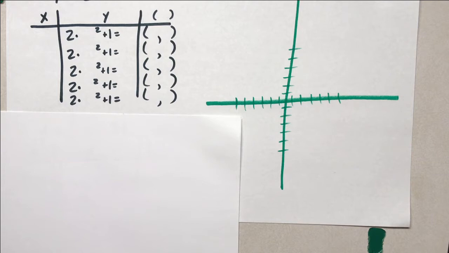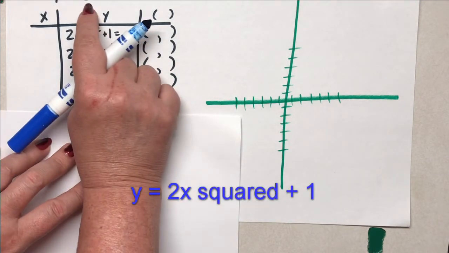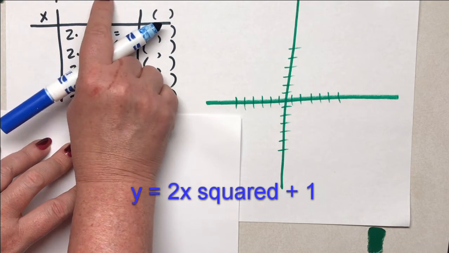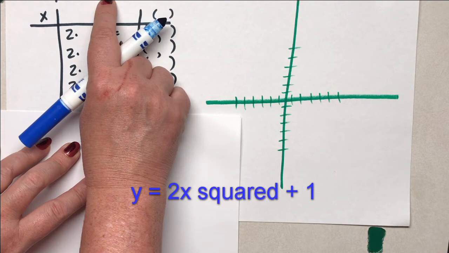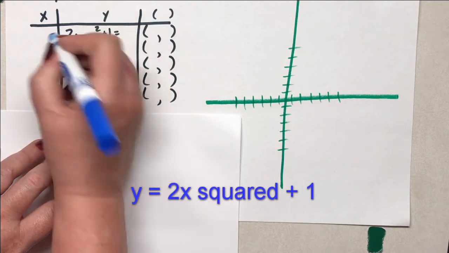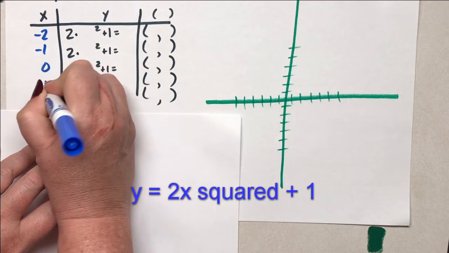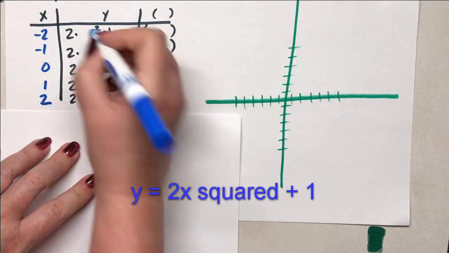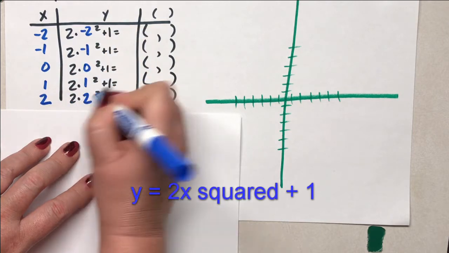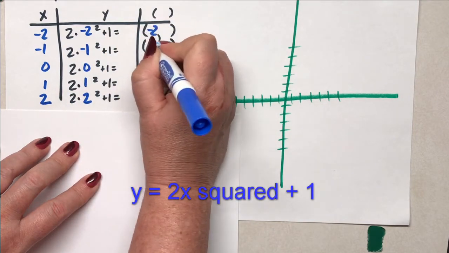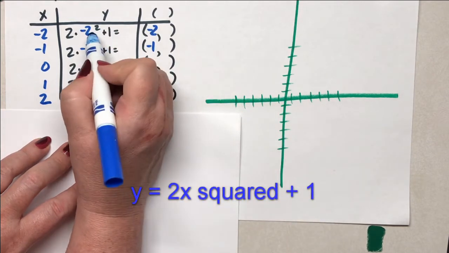What happens when you don't have a straightforward linear equation? The next example gives us y equals 2x squared plus 1. What happens when our x is squared? It asks us to use -2 through 2 as our input numbers. And we fill them in, and then we do our math.